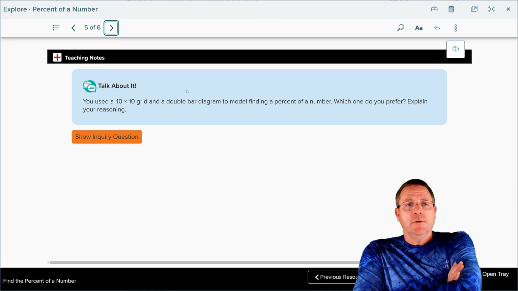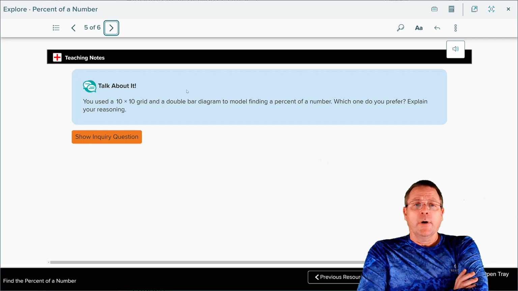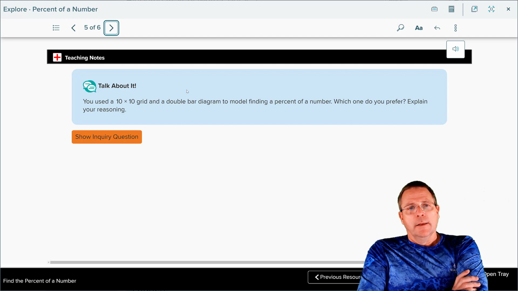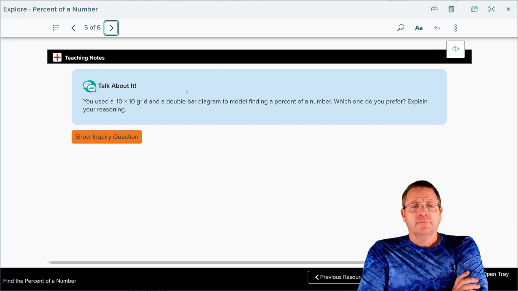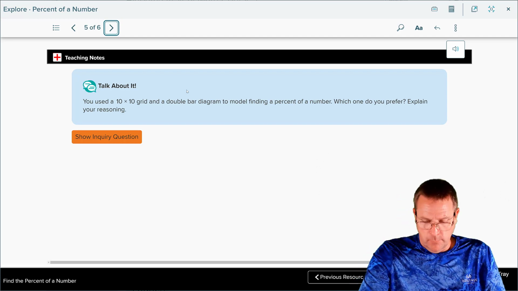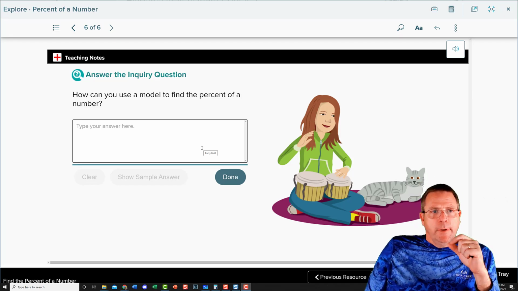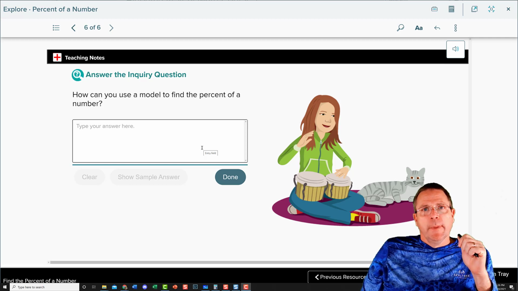Use a 10 by 10 grid and a double bar diagram to model finding the percent of a number. Which do you prefer? Well, we just did that actually. We just used both methods, and I think for me it would depend on how the numbers actually work. Sometimes the double bar diagram is going to work better. Sometimes the 10 by 10 grid is going to work better. Now I want you to pause the recording, type in the answer to this inquiry question, and when you're done, I'll show you what the textbook said was a good answer.